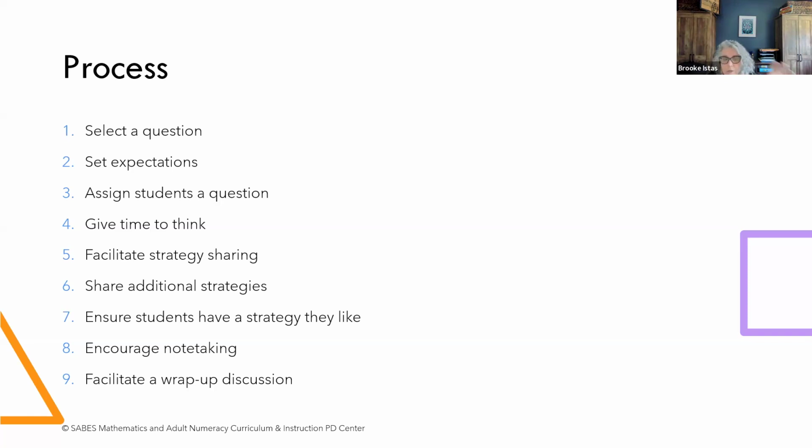There is a whole resource that I'm going to share with you that comes from Asabase. You can see the copyright at the bottom there, talking about how to facilitate strategies for sharing. We're going to walk through some of these and ensure that each student has a strategy that they like, and encourage them to do note taking. And it's always good to do that reflection piece.